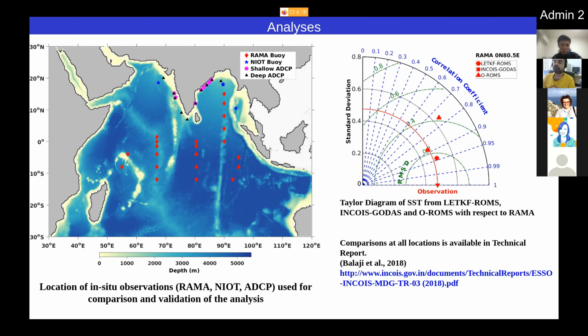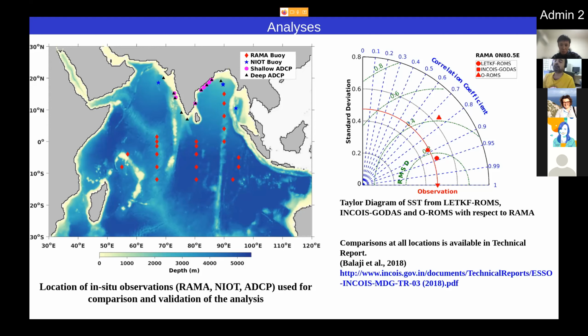On the right-hand side, I'm showing you the Taylor diagram of SST from there. The triangle shows the free run. When you do not assimilate anything, we have an RMSD of more than 0.4 degrees centigrade, the correlation is somewhere between 0.7 and 0.8, and the standard deviation is pretty far off. Whereas from IOC-WESTPAC, which is the square dot, and the LTKF, which is the circle, we see that because of assimilation, the RMSD comes down from 0.4 to 0.2.